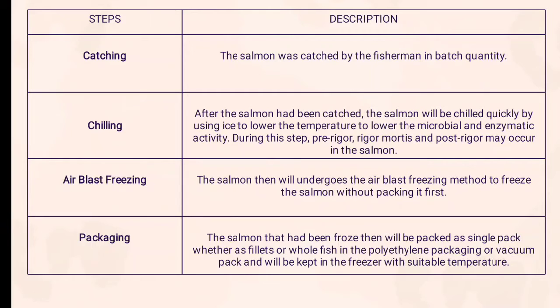For the chilling step, after the salmon is caught, the salmon is chilled quickly by using ice to lower the temperature, lower the microbial growth, and lower the enzymatic activity. During this step, pre-rigor, rigor mortis, and post-rigor may occur in the salmon. In the air blast freezing method, the salmon undergoes rapid freezing before packaging.